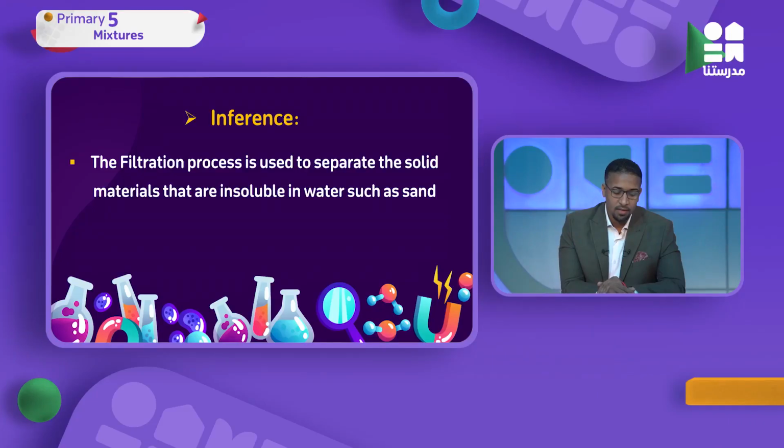Inference: we can conclude that the filtration process is used to separate solid materials that are insoluble in water, such as sand. Insoluble means they do not dissolve in water, like sand.